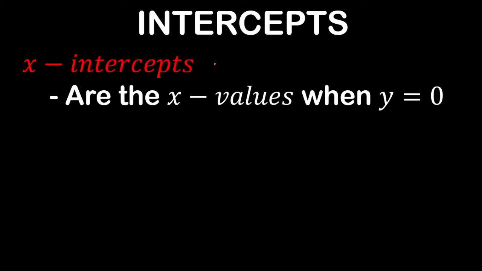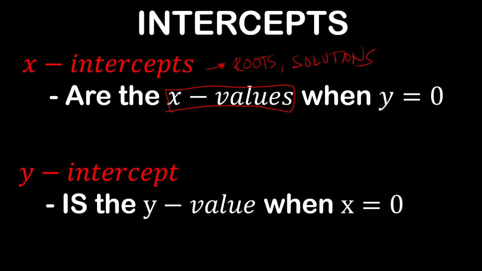In our previous lessons in first quarter, x-intercept is referred to as roots or solutions. Well, technically, they share the same meaning because roots, solutions, x-intercepts are all values of x. And when graphing, they refer to us as x-intercepts. Now, y-intercept is the y value when x is equal to 0.